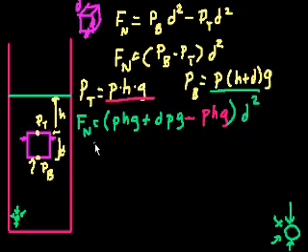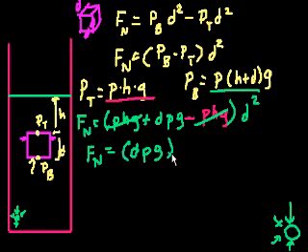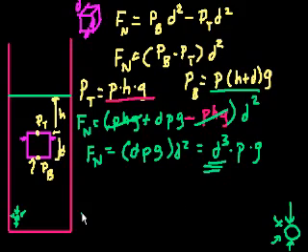Right? So immediately we see something cancels out. Rho h g, subtract, cancels out. So we're just left with what's the net force? The net force is equal to d rho g times d squared, or that equals d cubed times the density of the liquid times gravity. Well, let me ask you a question. What is d cubed? D cubed is the volume of this cube, right?